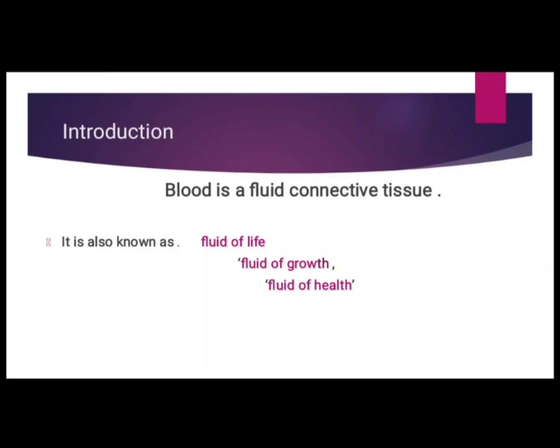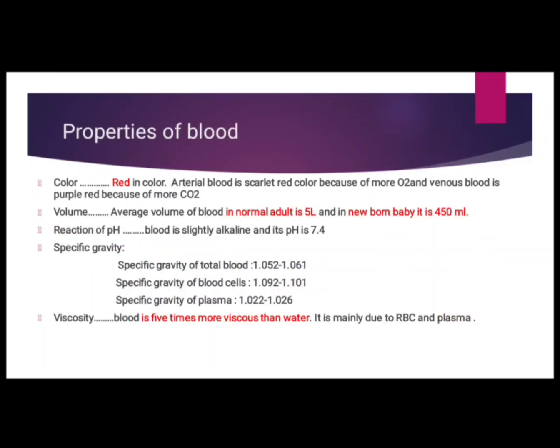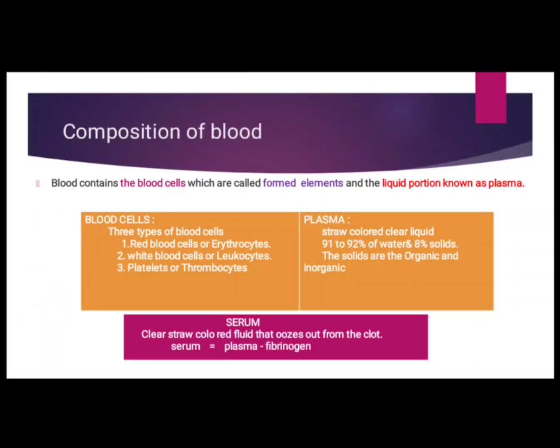Fluid of health: because it protects the body against disease and gets rid of waste products and unwanted substances by transporting them to excretory organs like the kidneys, it is called the fluid of health. Then, properties of blood. It is red in color. The normal blood volume is 5 liters, and for a newborn baby it is 450 ml. It has a slightly alkaline pH, and blood is 5 times more viscous than water.